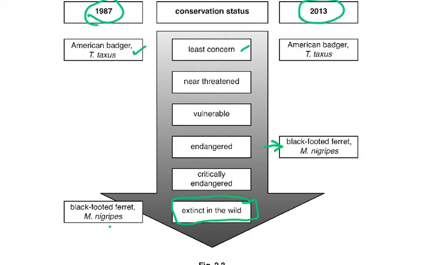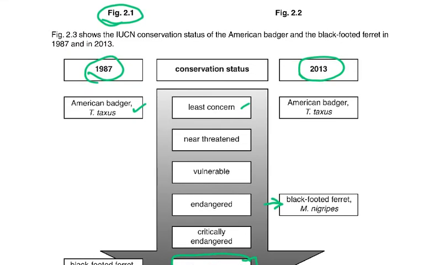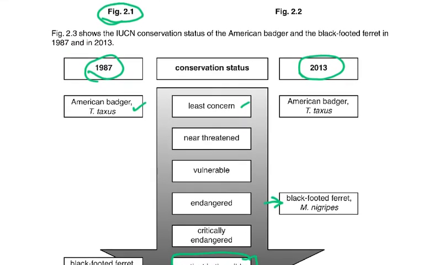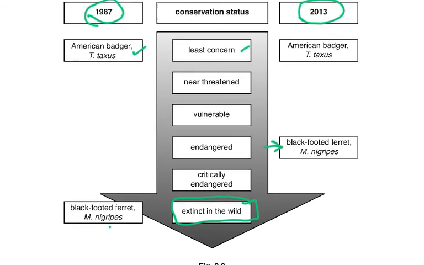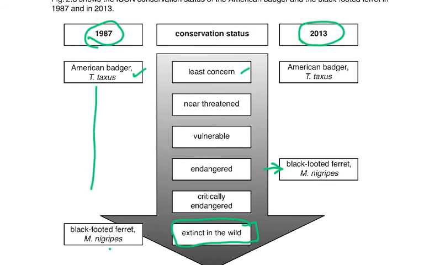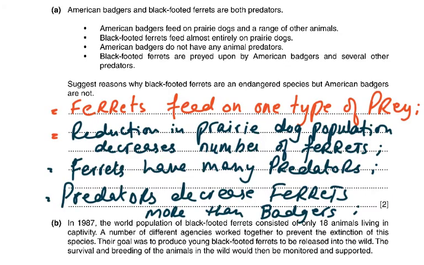So this was extinct in the wild, and this was, of course, now you have to read the question. American in 87 and in 2013. So this is the data for 87 and this is the data for 2013. In 87, the badger was least concern and the black-footed ferret was extinct. In 2013, the American badger is least concern, still the same, but the ferret is now endangered. Now everything is in the question.